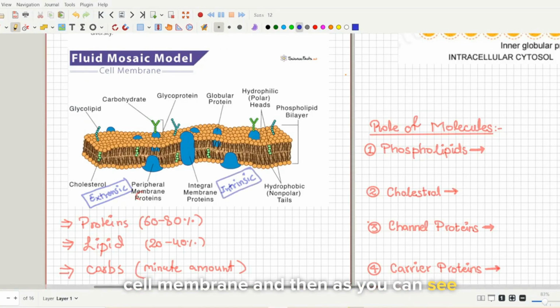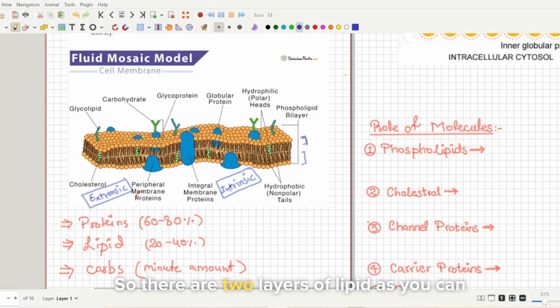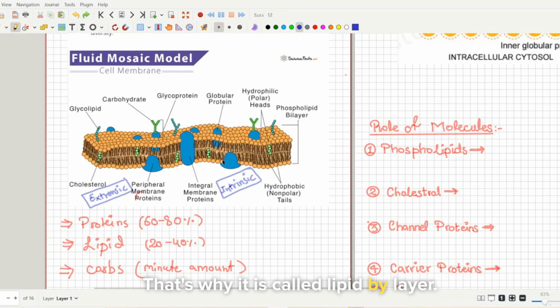And then, as you can see, there are lipid molecules. They have two layers. So this is a lipid bilayer. It is not a single lipid layer but a bilayer. Bilayer means there are two layers of lipid. One is above, this is one layer, and this is another layer. So there are two layers of lipid, as you can see in the diagram. That's why it is called a lipid bilayer. So that was all about the proteins and lipids.